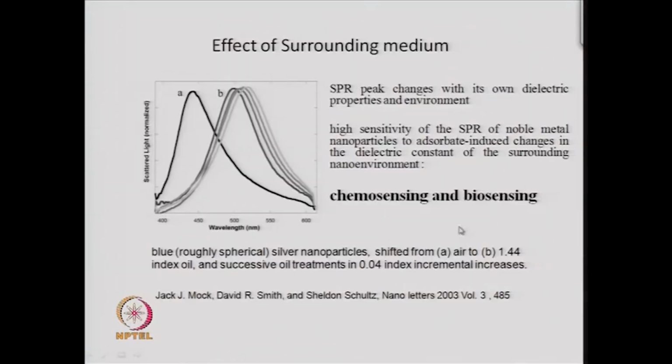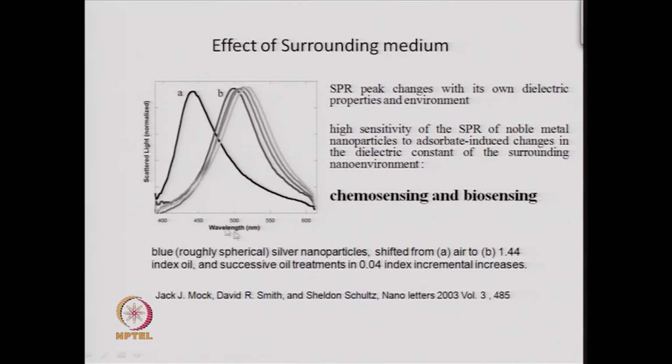So, it is a sensitive tool, and if properly applied, you can make it a chemosensor, that is sensing molecules of different types, or biosensing, which is again sensing molecules of different types, but of biological relevance, that means of relevance to life and medicine. So, you can use the SPR band very effectively in biological applications, in medical applications, for chemosensing and biosensing.